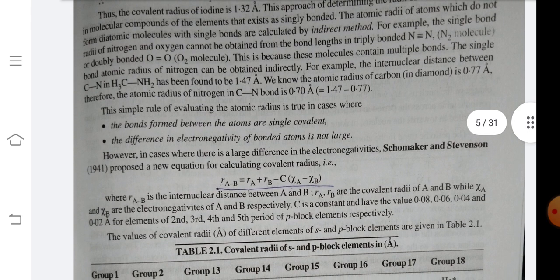The single bond atomic radius of nitrogen can be obtained indirectly. For example, the internuclear distance between C and N in CH3NH2 has been found to be 1.47 angstrom. We know the atomic radius of carbon in diamond is 0.77 angstrom. Therefore, the atomic radius of nitrogen in the C-N bond is 0.70 angstrom.